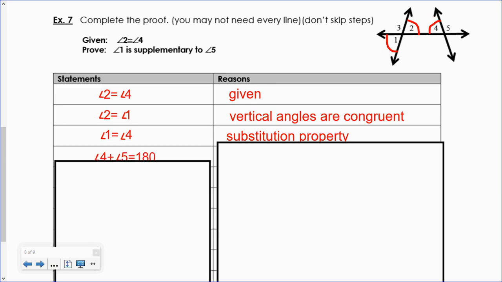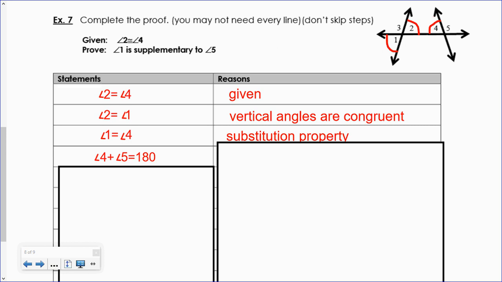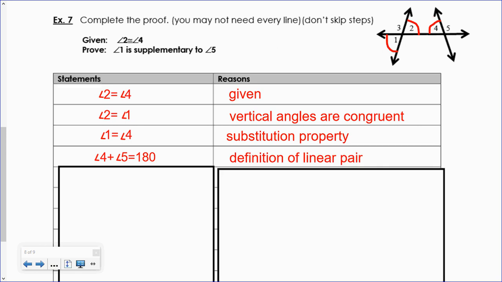Yeah. Looking at the picture, I know that angle 4 plus angle 5 is equal to 180 because they are a linear pair. So I know that they're going to be supplementary. Now that I have this information, I brought in 5. How can I use previous information to move forward? Yes. And how do I know that?